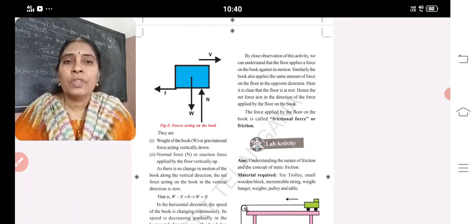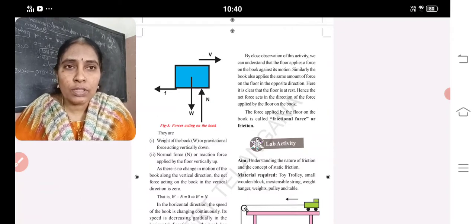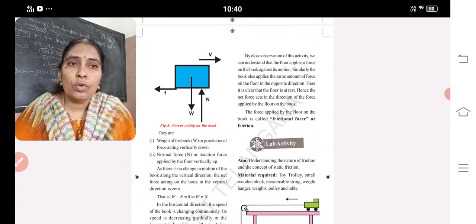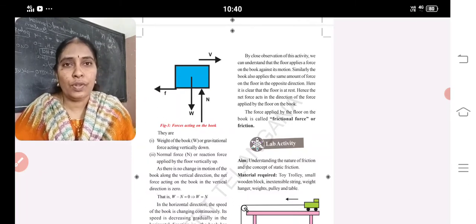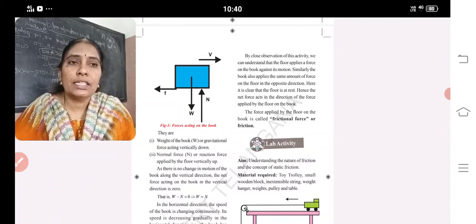So a normal force is acting on it, and gravitational force, and your force in the form of a frictional force also acts. So the force applied by the floor on the book is said to be a frictional force or friction. Clear? Next one, a simple activity is described to understand the concept, that is understanding the nature of friction and the concept of static friction.